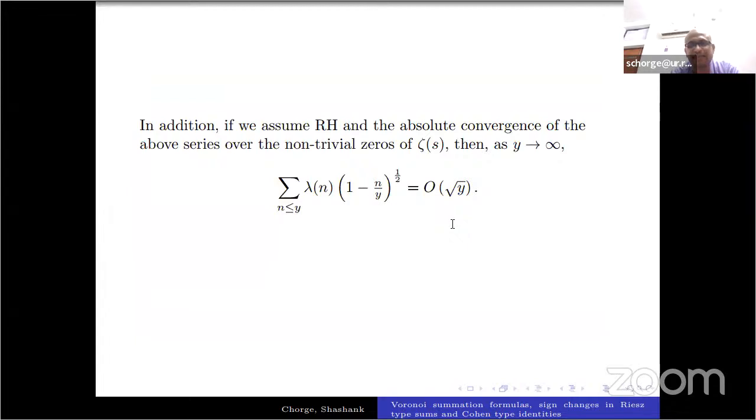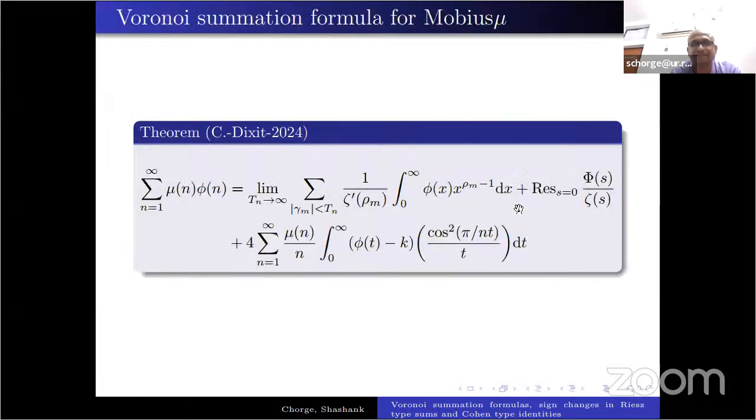And again the same thing, except here y goes to infinity, whereas in the previous case it was y going to 0. So as y goes to infinity, we get this summation as big O of root y. Okay, and again we do the same thing with the Mobius function, which we did with the Liouville lambda and d square, and we get this formula. The last part is the kernel. You can see there is an infinite series involving zeta zeros, which is the first part, and this thing.